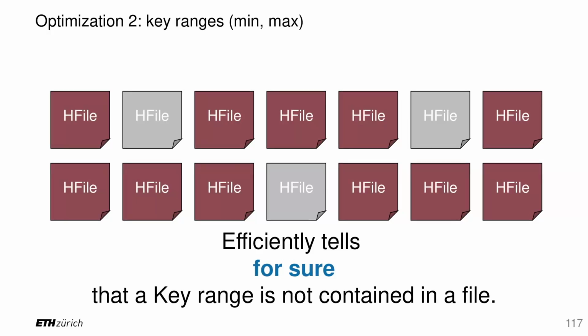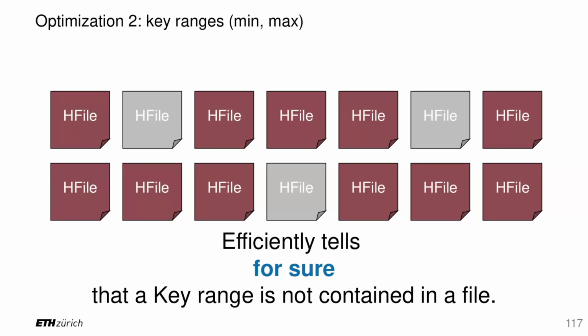For example, if I'm looking for a very specific row somewhere, the user wants to read that, and I need to look at 10 HFiles. But I know, because of some information that is given to me, that this HFile and this HFile and this HFile certainly do not contain that row. Do you agree? Then I don't need to read them. I can save some time, right? I can skip the HFile.